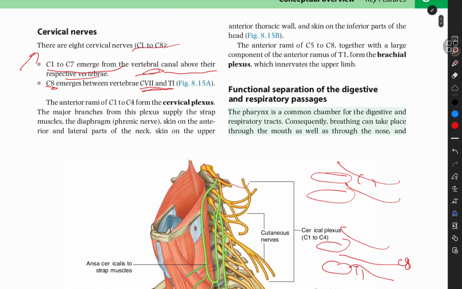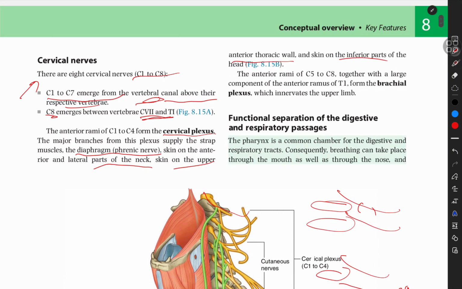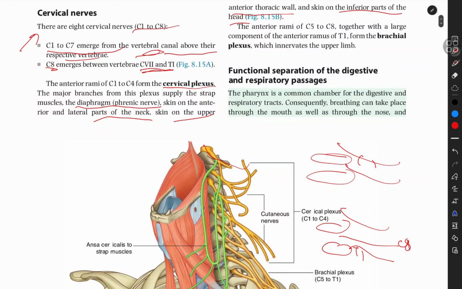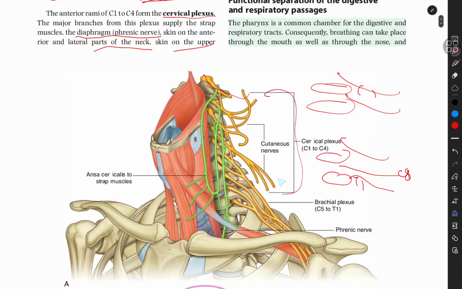The anterior rami of C1 to 4 form the cervical plexus. The major branches from this plexus supply the strap muscles, the diaphragm via the phrenic nerve, the skin on the anterior and lateral parts of the neck, the skin on the upper anterior thoracic wall, and the skin on the inferior parts of the head. These are cutaneous nerves. One of these is also the phrenic nerve, which innervates the diaphragm.